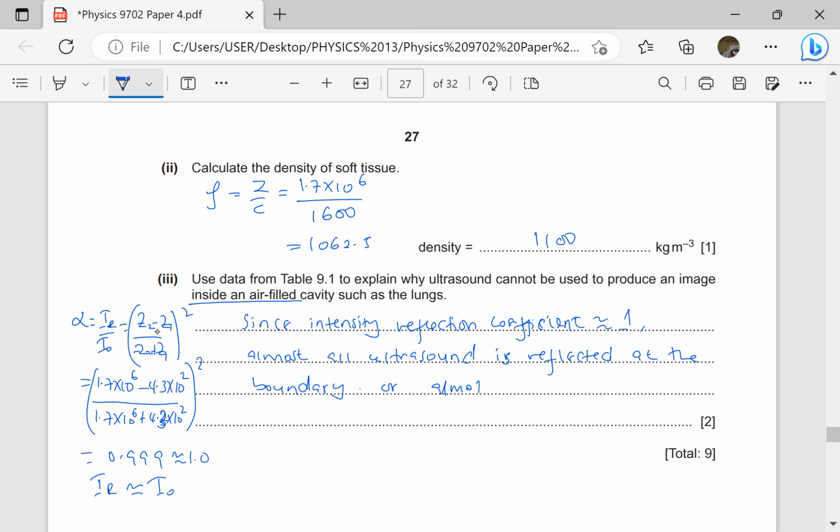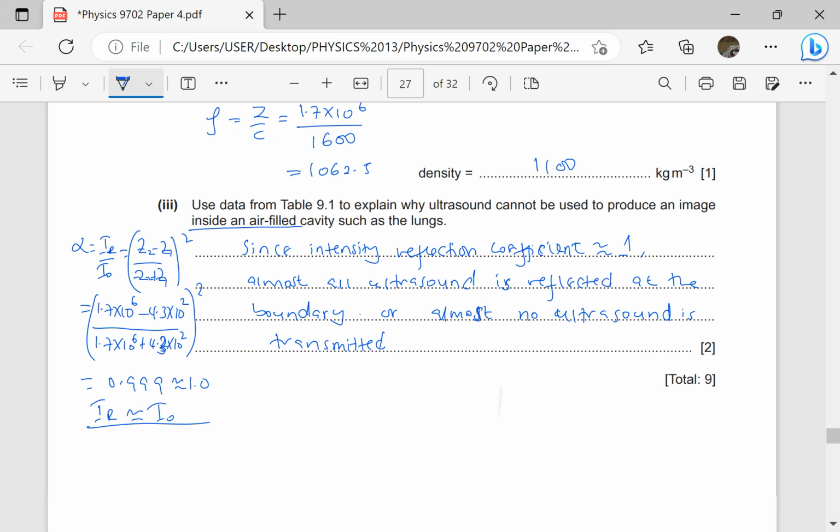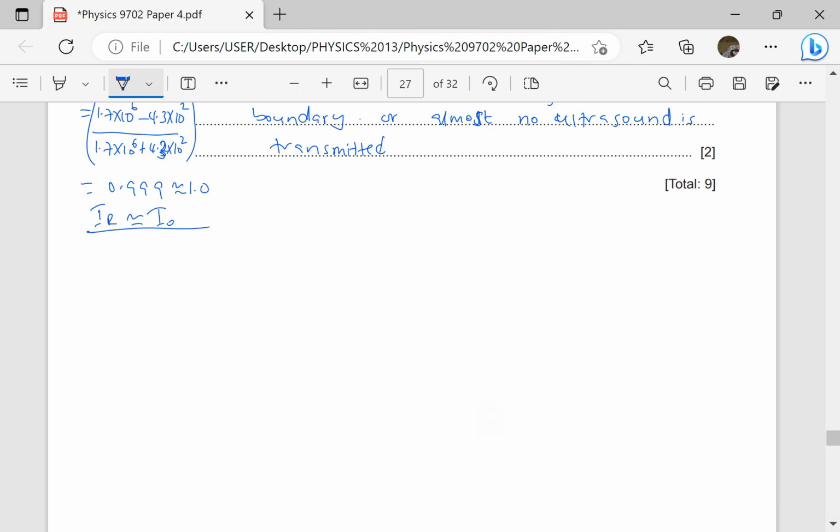Almost no ultrasound is transmitted. This ratio here shows that the intensity reflected is equal to the incident intensity on that boundary, which means almost nothing continues further into the body. It is just reflected on the skin.